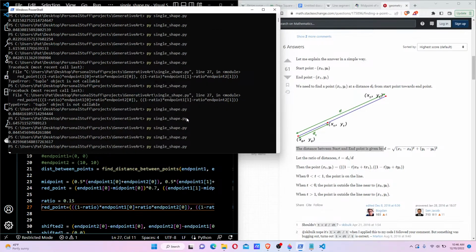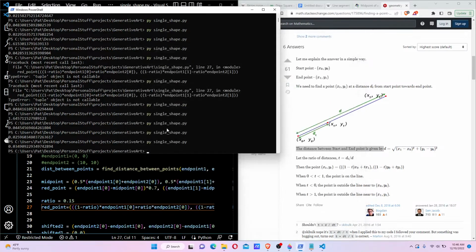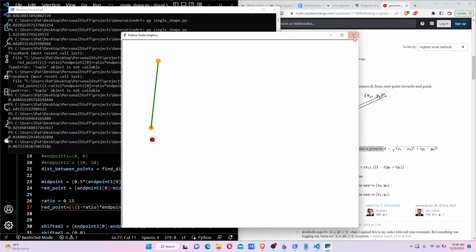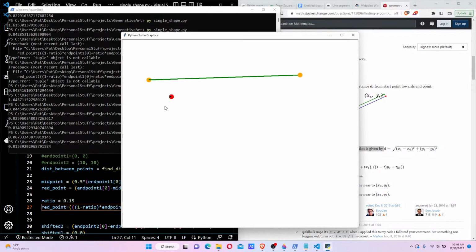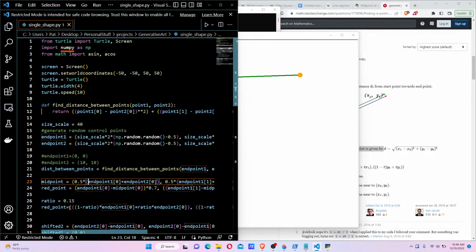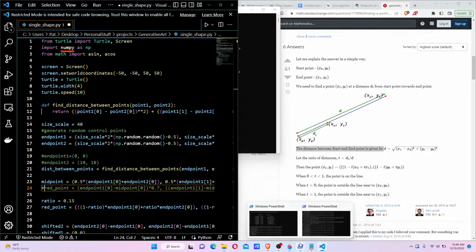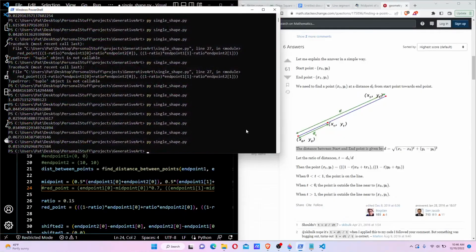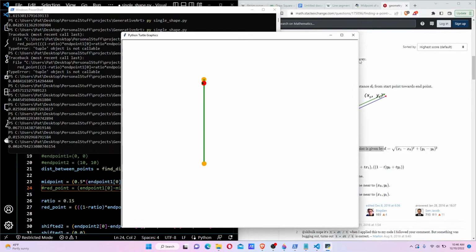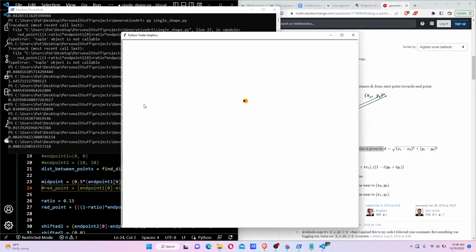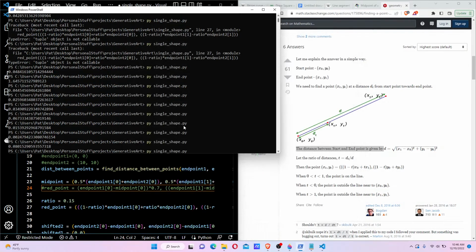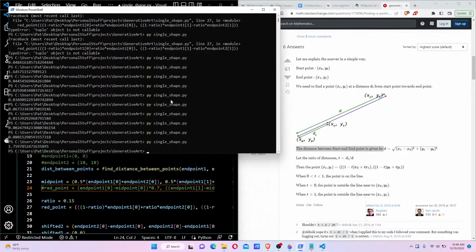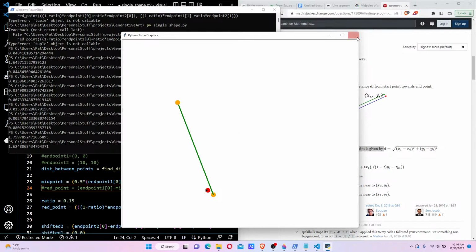Off. Off. Off. Off. Make sure that that line is commented out. That looks pretty good. Off. Off. Off.